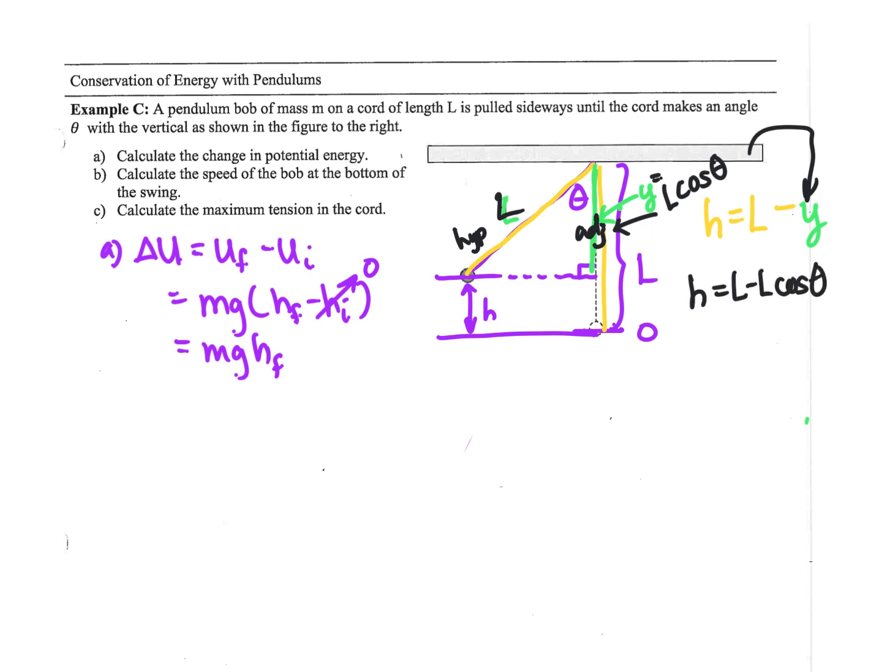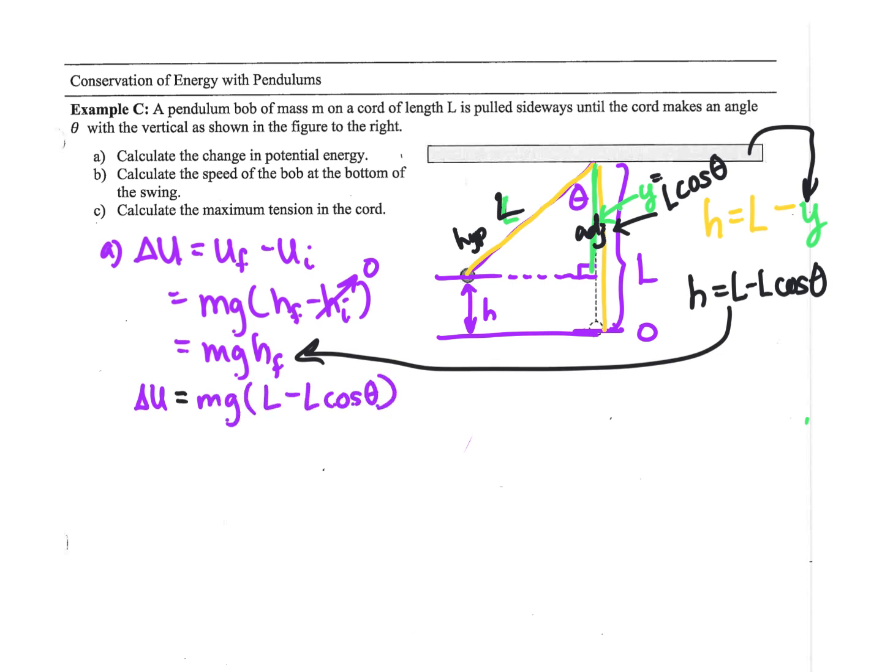So now let's take that and put it in right here. So my change in potential energy is going to be mg times L minus L cosine theta. Okay? Now in part B, it says calculate the speed of the bob at the bottom of the swing.